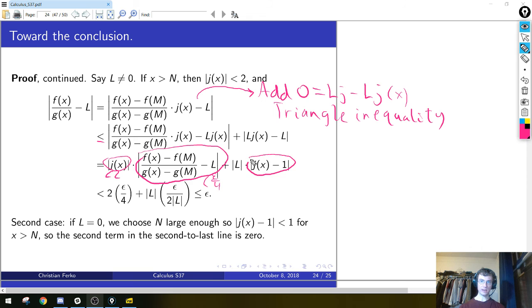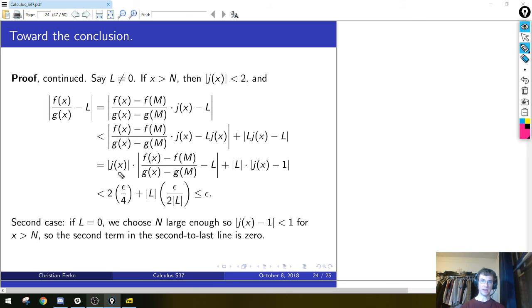And this thing we picked was less than the minimum of 1 and epsilon over 2 times the absolute value of L. So if it's less than that min, it's certainly less than each of the two things inside the min. On the next line, that got kind of sloppy, but I just combined all those statements. So j is less than 2, this chunk is less than epsilon over 4, L stays the same, and this thing is less than the min, so it's less than that.